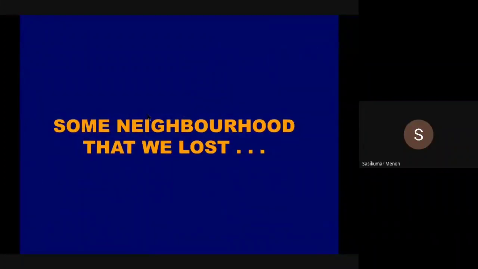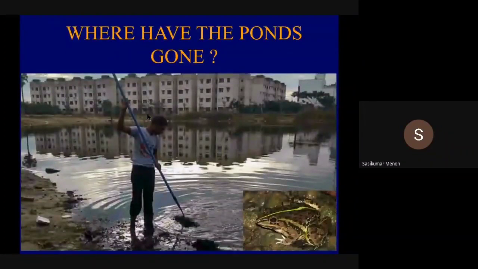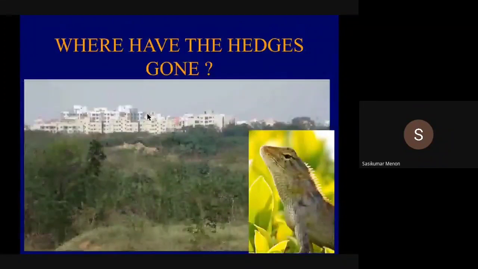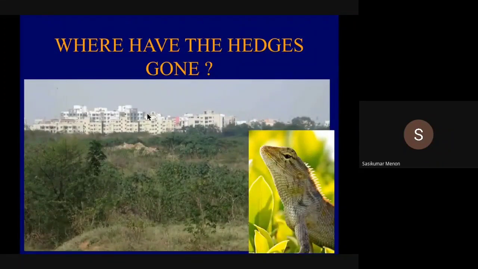So if you look at it, we have also lost something in our backyard and we are not bothering about it. Where are our ponds? How many of us have actually heard the frogs croaking this monsoon? We didn't even bother about it because we never bothered when the ponds went off. We didn't bother when the grasslands went off. We just allowed it. And where have the hedges gone? Hedges, which had so many of these garden calotes, their population has dwindled to such an extent that we hardly see them.